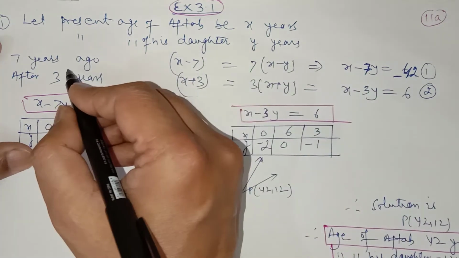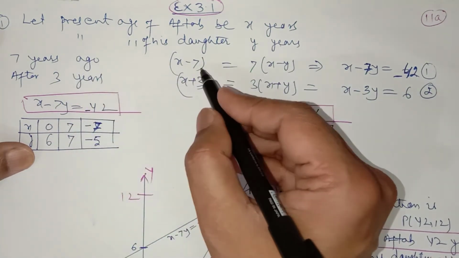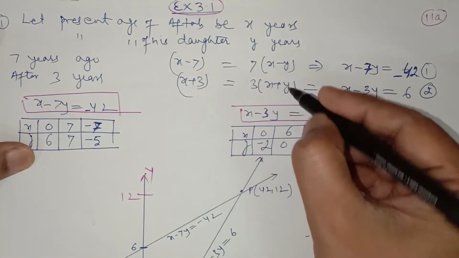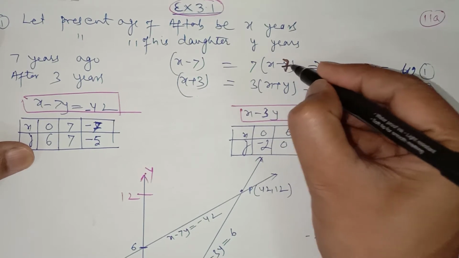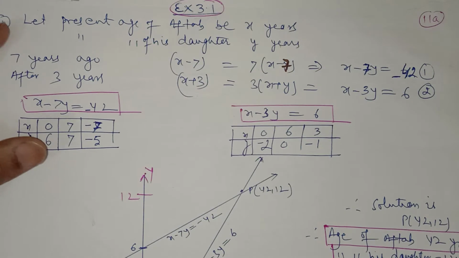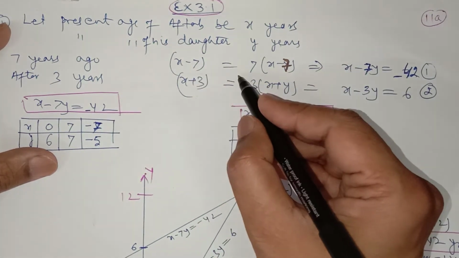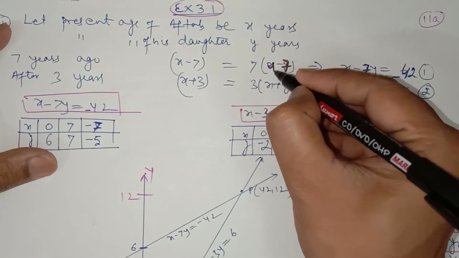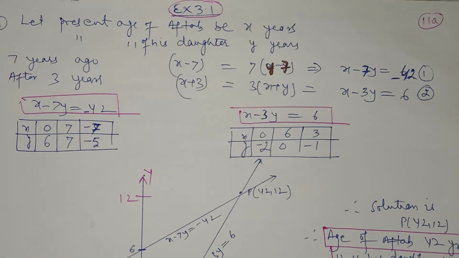Now 7 years ago, this is the first case. 7 years ago the age of Aftab will be x minus 7, and the age of his daughter will be y minus 7. So 7 years ago the age of Aftab will be 7 times the age of his daughter.